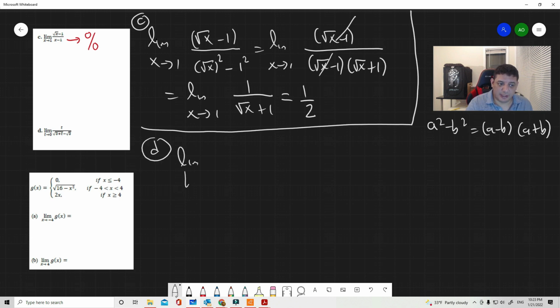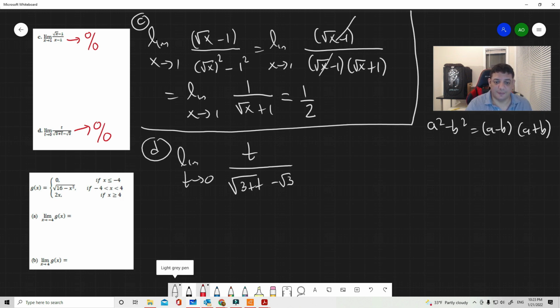Notice that I can write this limit when t goes to 0 of square root of 3 plus t minus the square root of 3, all over t. Notice that if I plug in 0, this is again of the form 0 over 0. So that's telling me that probably I need to do something else.